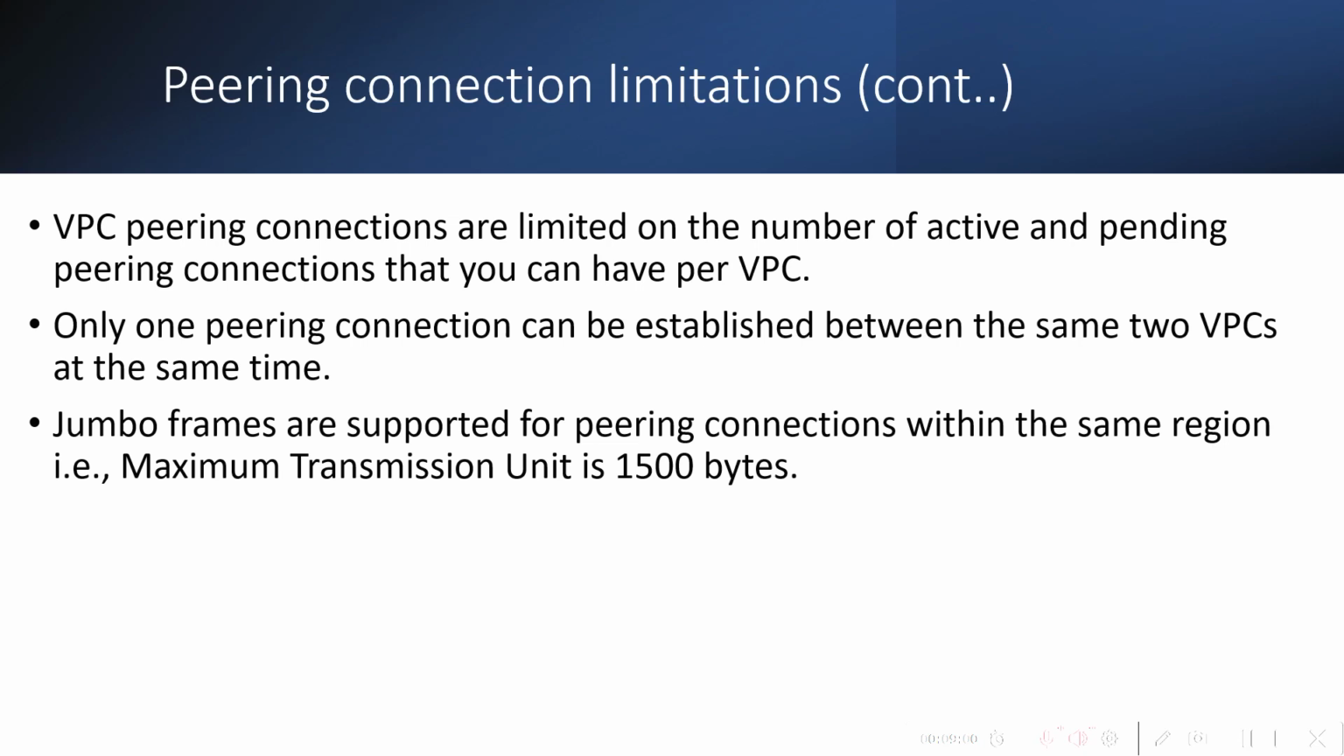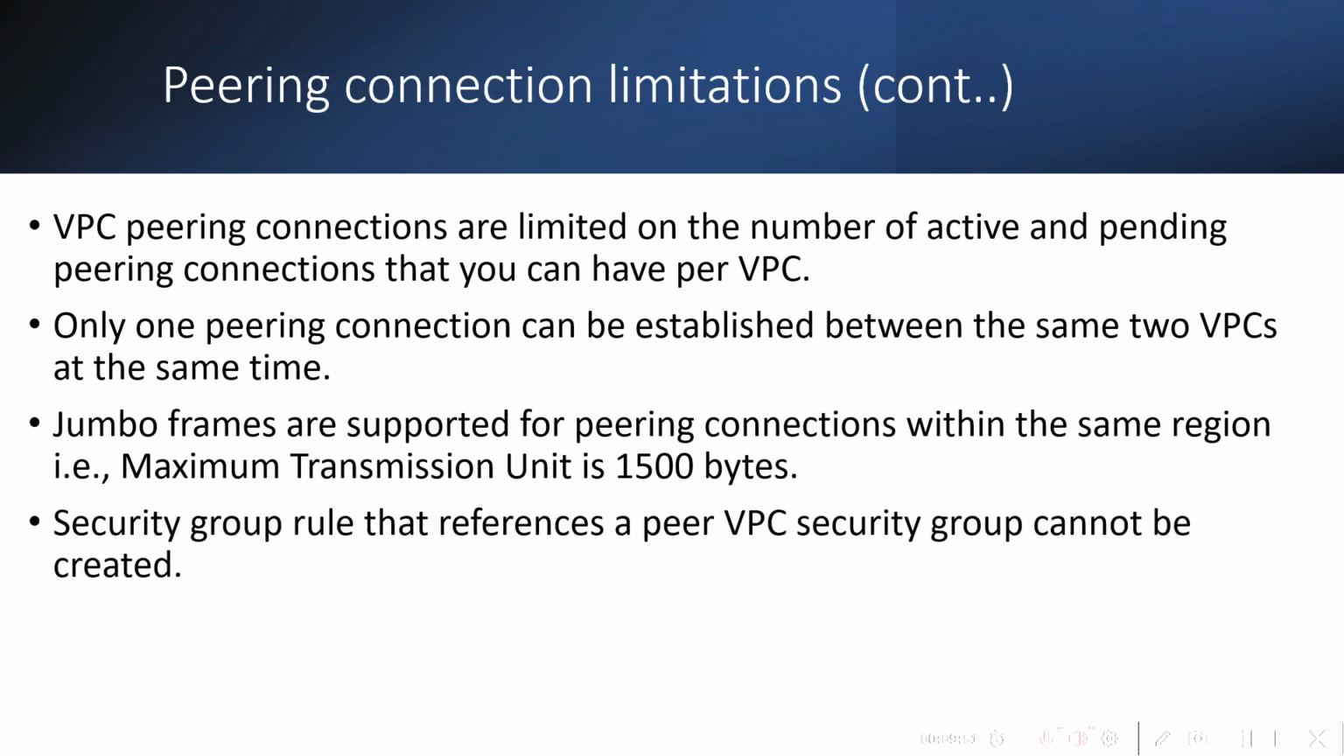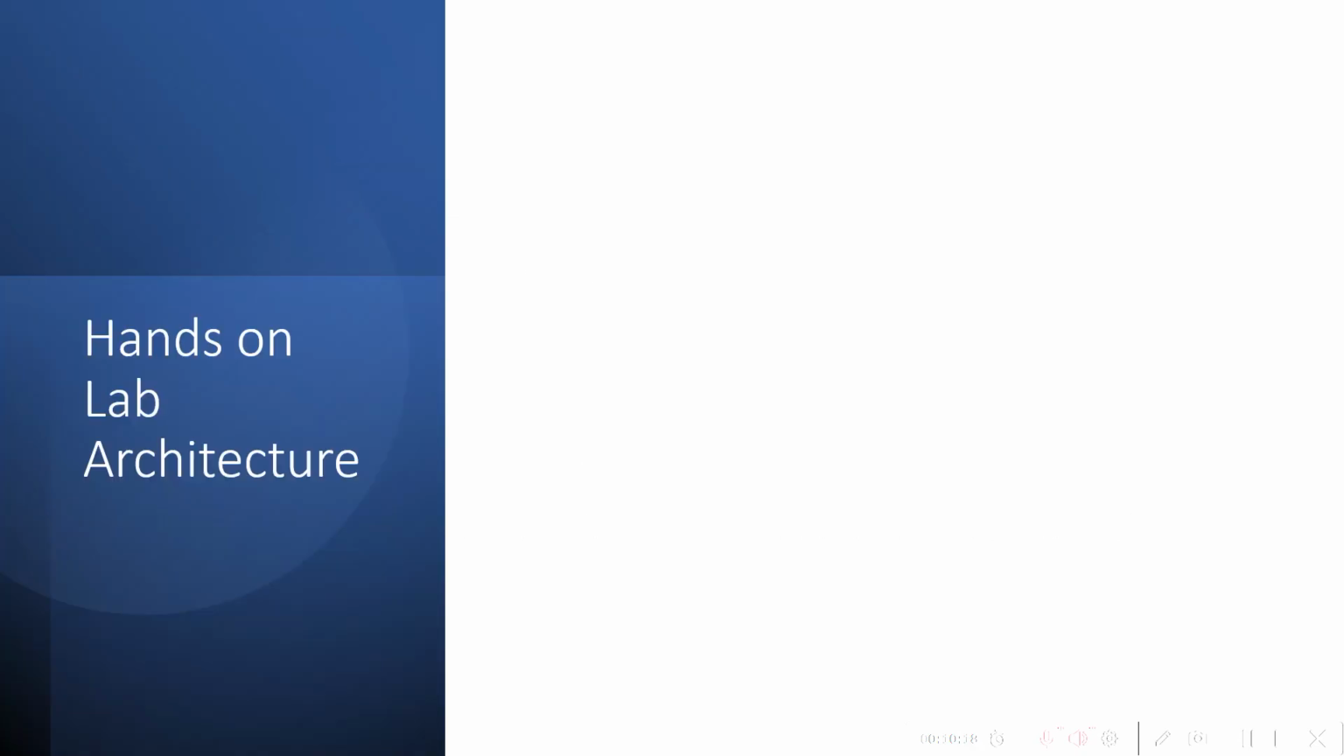Jumbo frames are supported only within the same region. That means for inter-region peering the maximum transmission unit size is 1500 bytes. If I create a peering connection between VPC A and B, and if I am adding a security group rule in one of the EC2 instances in VPC A, I cannot reference the security group of VPC B. So that is the limitation. This we will also see in our lab.